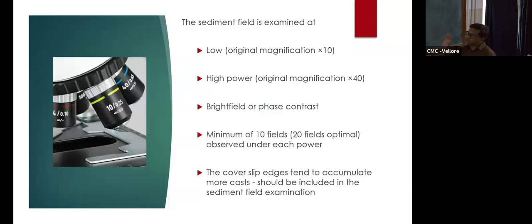We have to see at least a minimum of 10 fields, and the optimal is 20 fields. So each pore we have to see. And we have to look at the margins of the cover slip, because that is the site where the maximum concentration of RBCs gets accumulated.